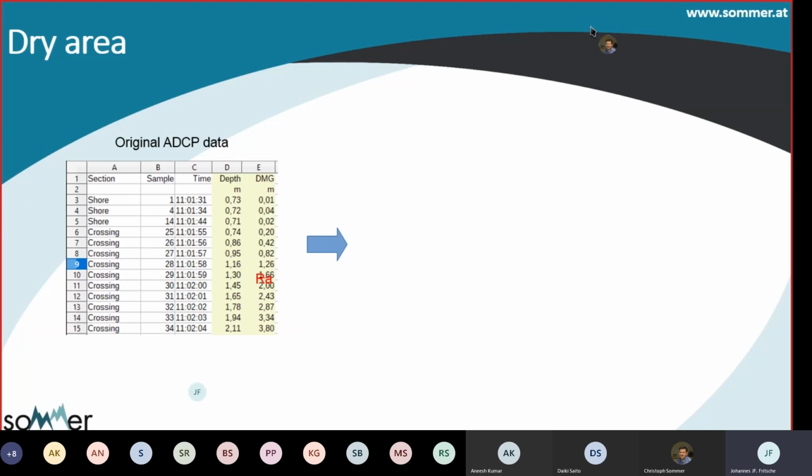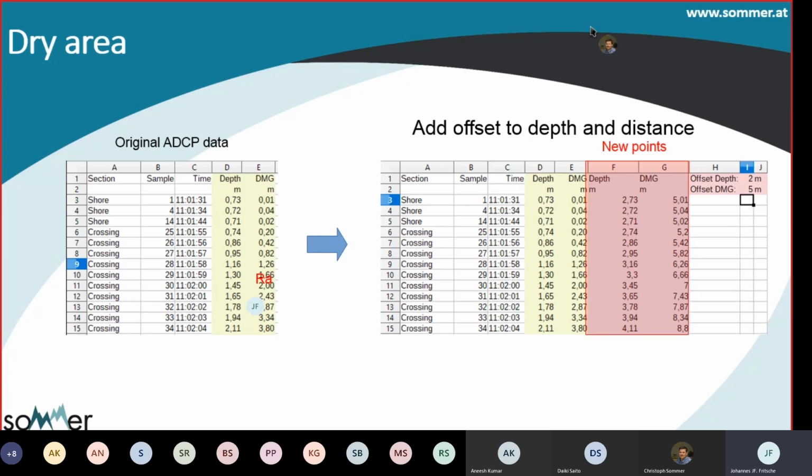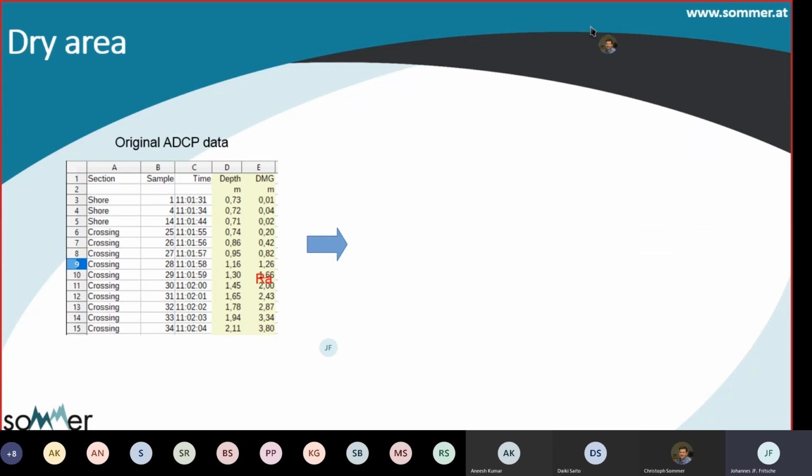that you can import in Excel, and this file would look something similar like this one. You have some general information about the profile, you have the time when you took the ADCP data, and you have the depth measurement and the horizontal distance of your measurements relative to your initial reference point. So then you're going to add the offset from the old reference point to the new one.